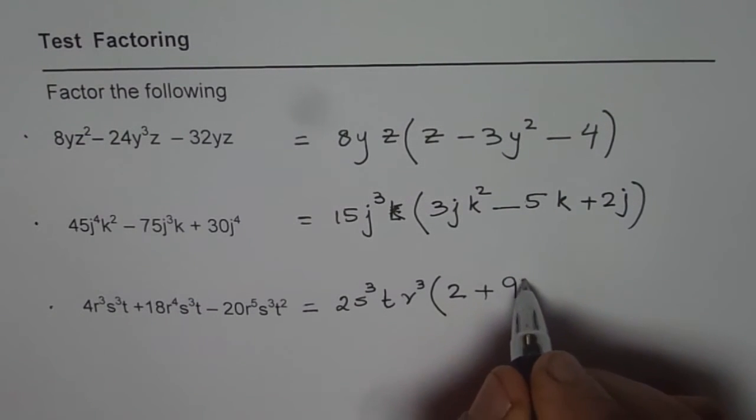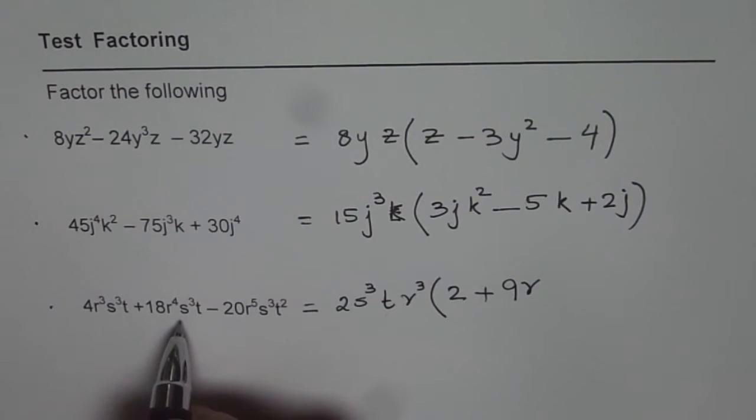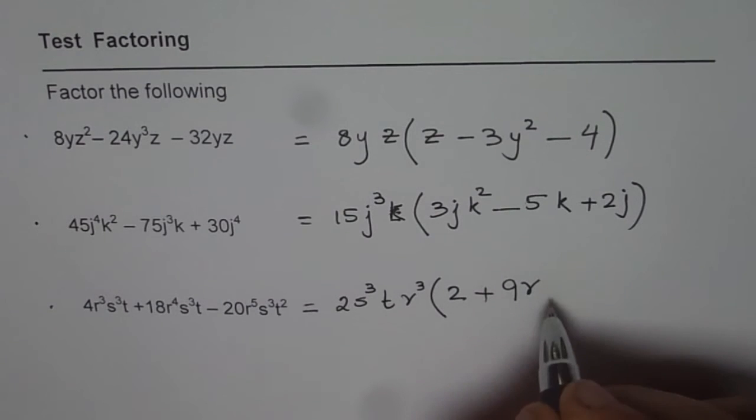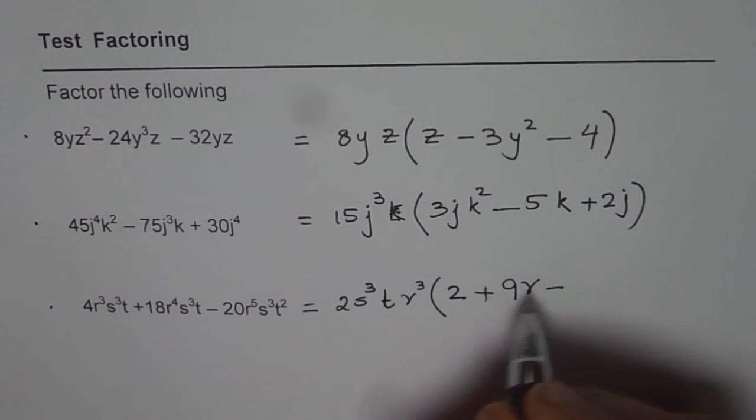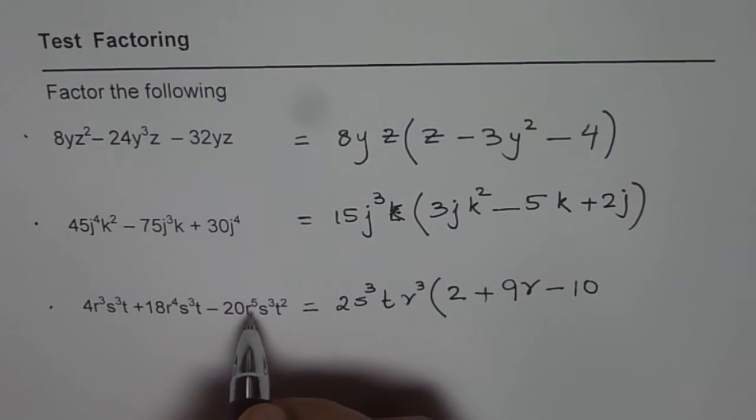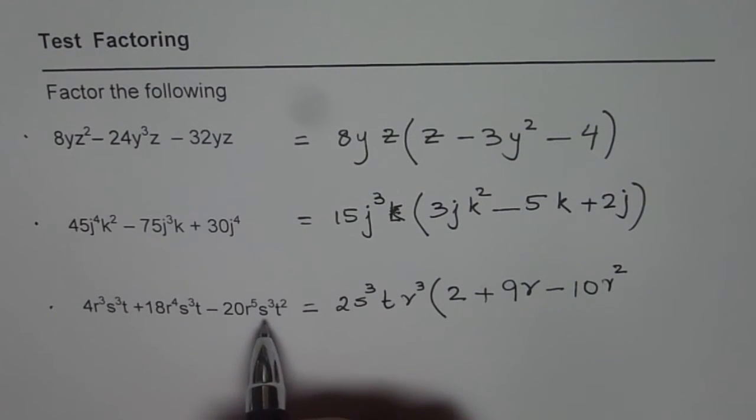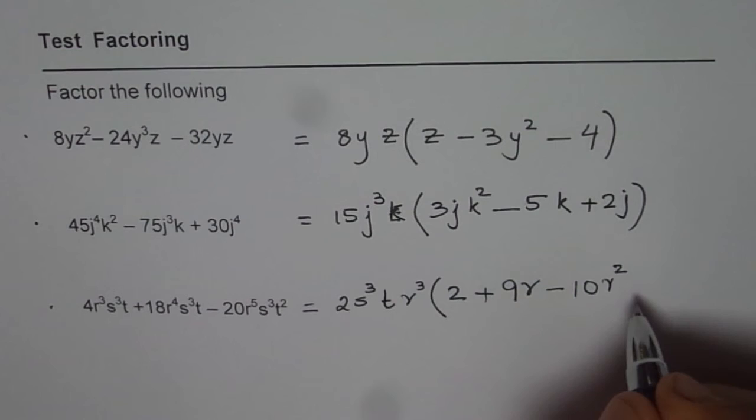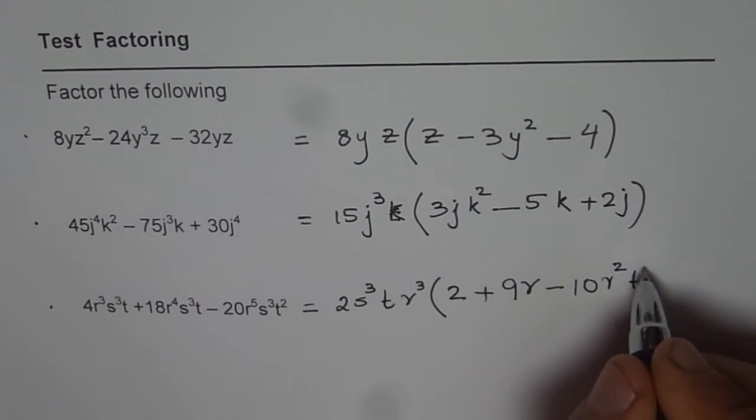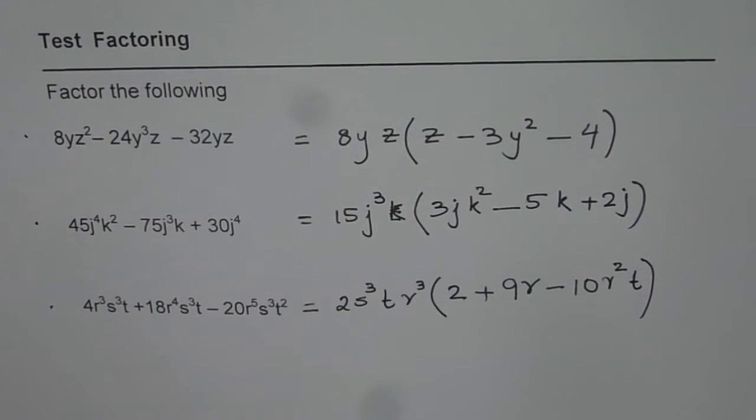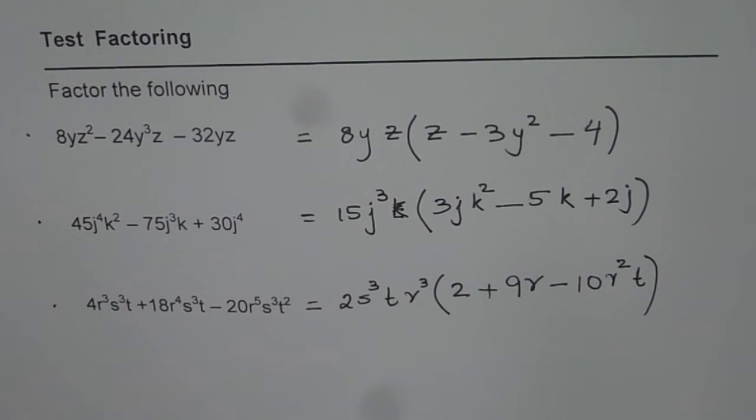r, s cube and t. So they are already there. Minus 20 divided by 2 is 10. r to the power of 5. Here we have 3. So we are left with r squared. And s cube and t squared, that means 1t. So that is how we can factor it. So that is a common factor out of the three terms. I hope that step is absolutely clear.